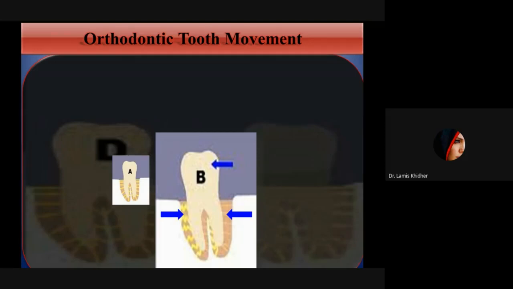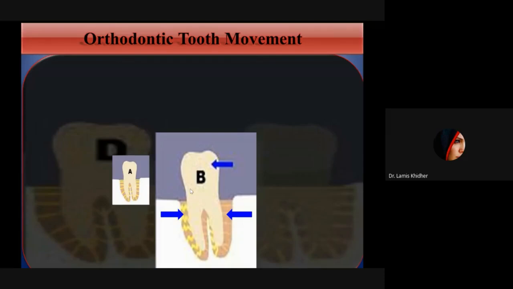It is normal in its size, normal in its shape, while here it is changed in its shape and reduced in its size. So it is compressed. So this side of the tooth is called the pressure side, or the compressed side.